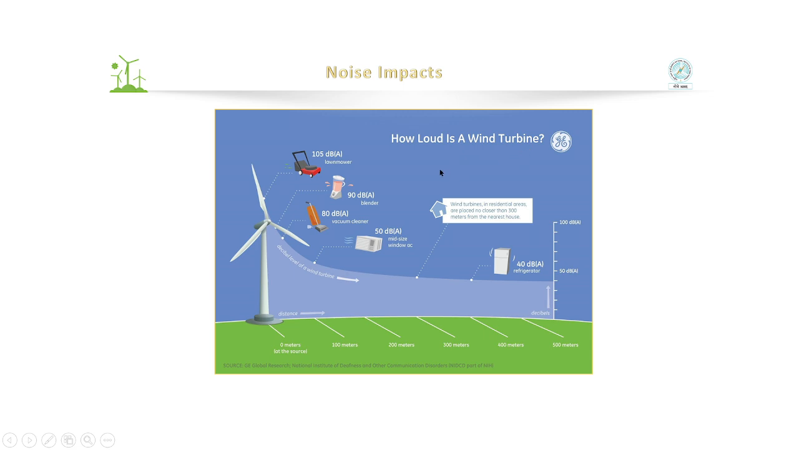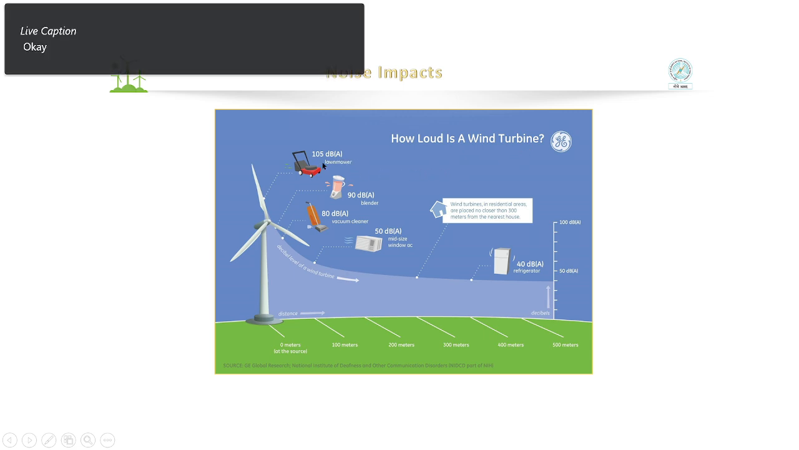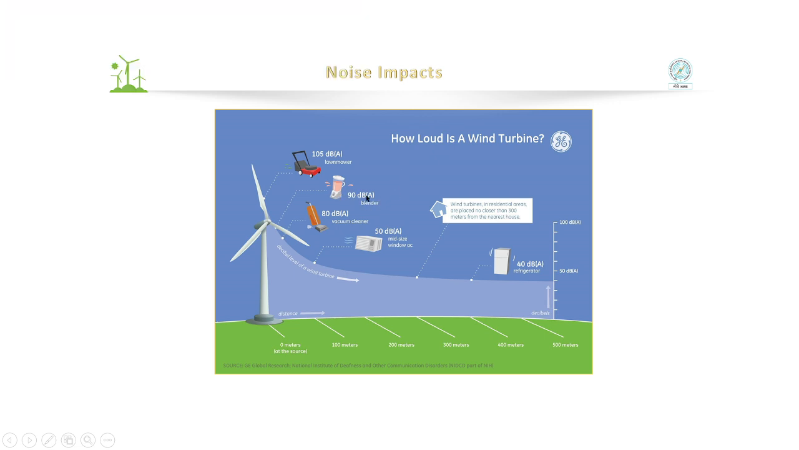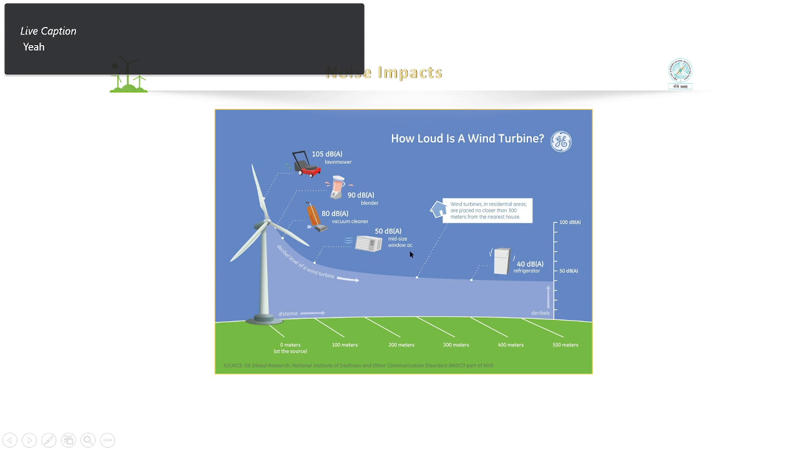If you take a lawn mower, that is a grass remover, it will be around 105 decibels. A mixer blender, maybe 90 decibels. A vacuum cleaner on standby in your house may have 80 decibels. A mid-size window AC is about 50 decibels, and a refrigerator about 40 decibels. So the wind turbine should be around 40 decibels maximum.